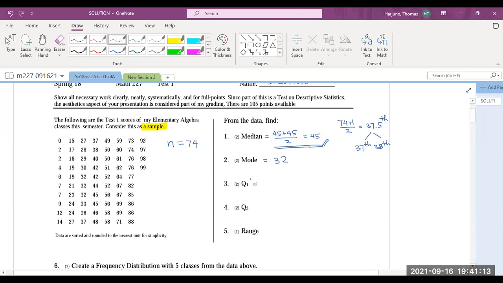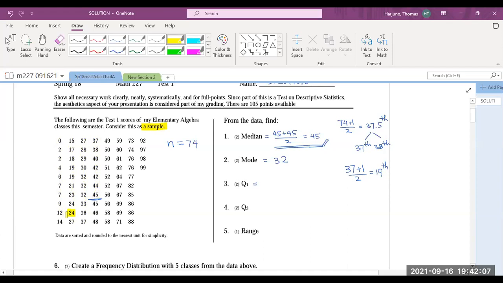Now, how about the first quartile? Notice that the median is in between these two numbers, so the lower half will be everything up to the data right before the median, including that 45. What is the size of the lower half? The size of the lower half is 37 data. Plus 1 divided by 2, that's 19. So we need to look for data number 19. 10 here, this is 20, so this is 19.